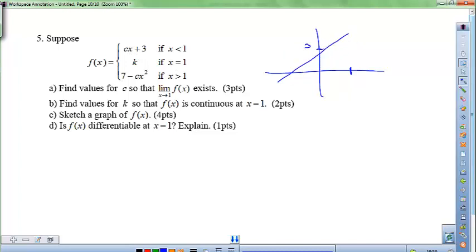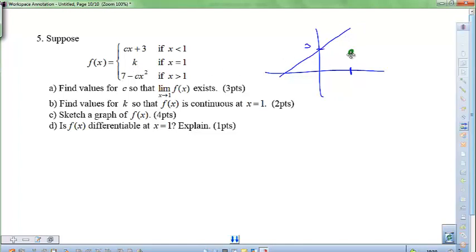Oops, didn't cross at 3. So the slope, depending on what C is equal to, could be steep or not. And then we have a point K at 1. Now that point K could somehow be randomly placed over here, but depending on what value we assign to K, we can make it land right on that point if we wanted to.